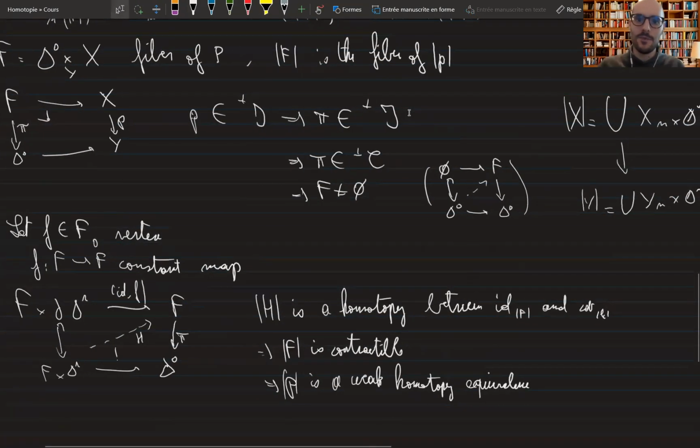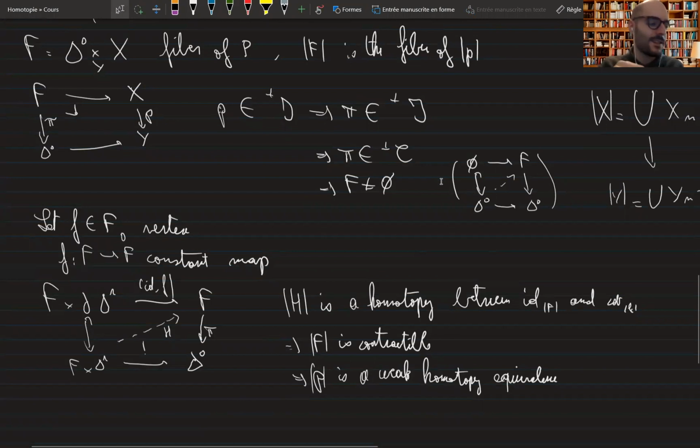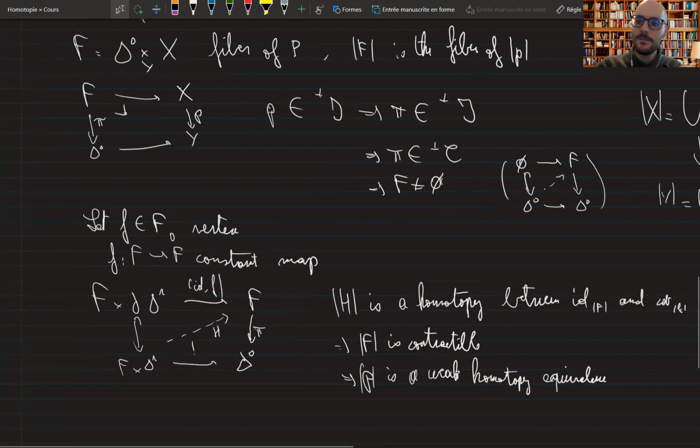Okay, so well, modulo this little thing here, we have proved that if something has the right lifting property with respect to I, then it is an acyclic fibration. Okay, any other question about this proof? Okay. Yeah, don't hesitate to interrupt me if something is not clear.